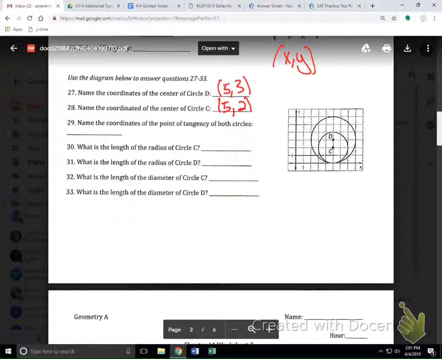Okay, name the coordinates of the point of tangency for both circles. So the point where you're going to have a tangent line drawn that's tangent to both circles, you're close. It's going to be where those 2 circles overlap. So both the circles overlap at this point. That's the only place you can draw a tangent line to both of them. So you're at 1, 2, 3, 4, 5, 0.